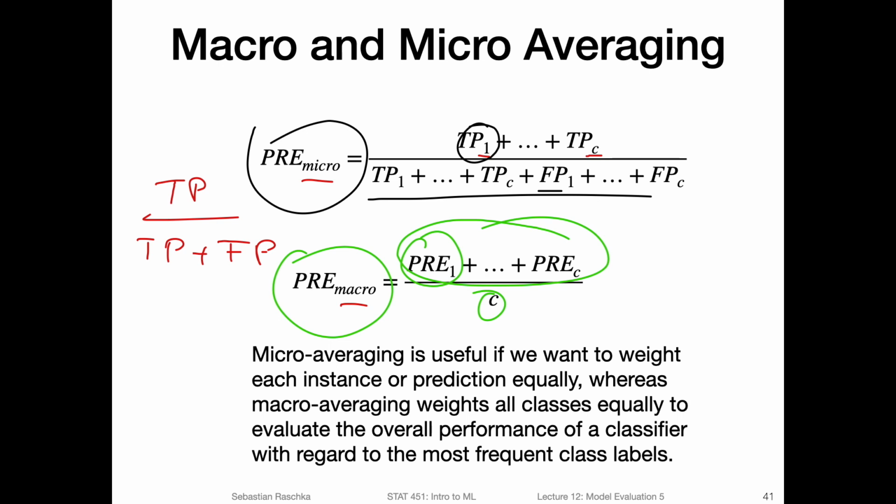So micro averaging is more useful if we want to weight each instance or prediction equally, whereas macro averaging weights all classes equally to evaluate the overall performance of a classifier with regard to the most frequent labels. So there are just different approaches for doing that.